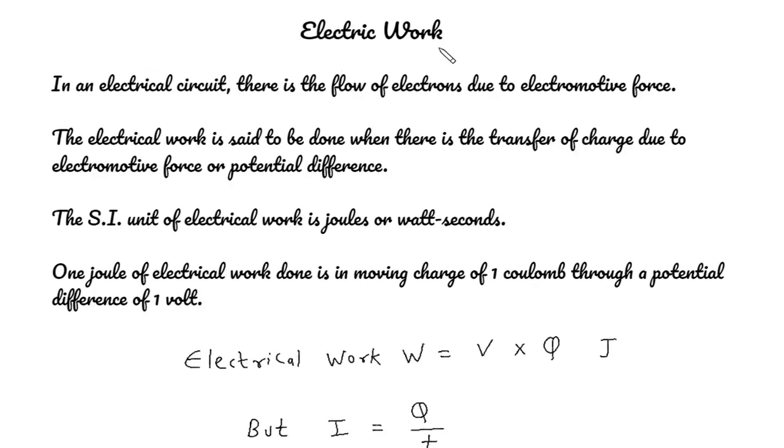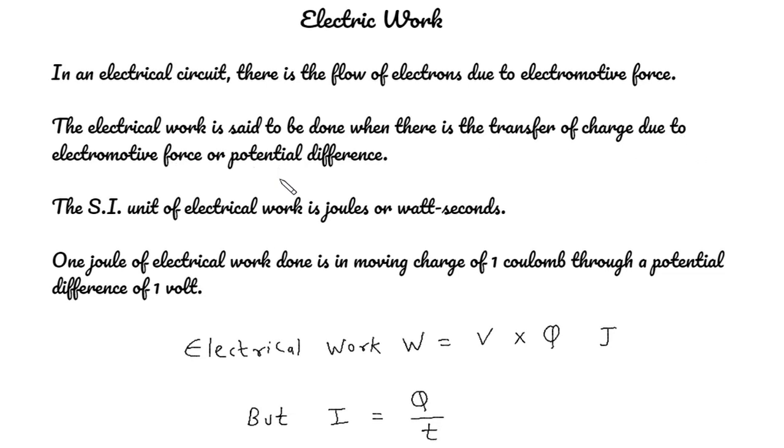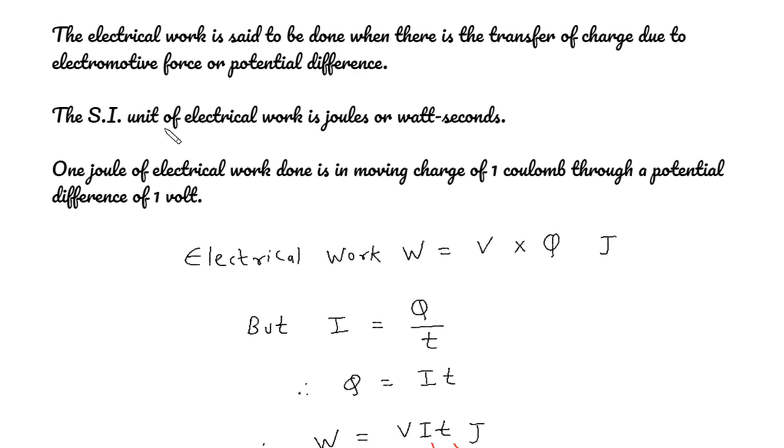Electric work. In an electrical circuit, there is the flow of electrons due to electromotive force. The electrical work is said to be done when there is the transfer of charge due to electromotive force or potential difference. The SI unit of electrical work is joules or watt seconds. 1 joule of electrical work is done in moving a charge of 1 coulomb through a potential difference of 1 volt.